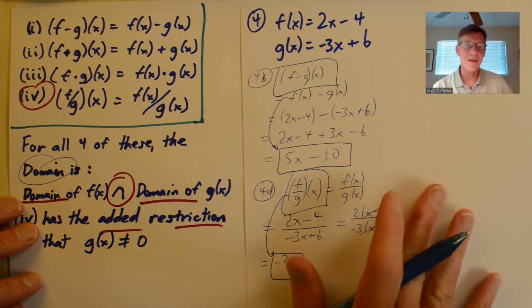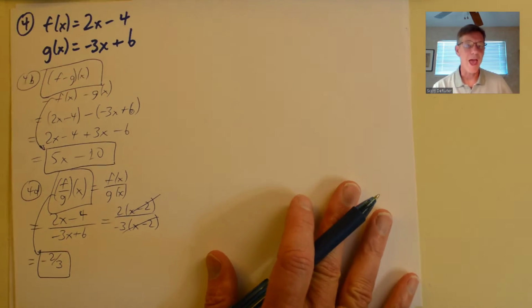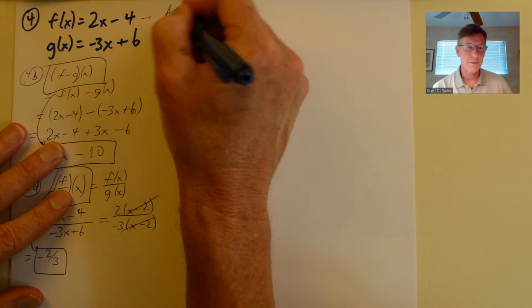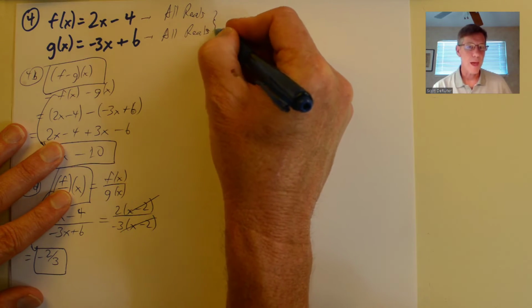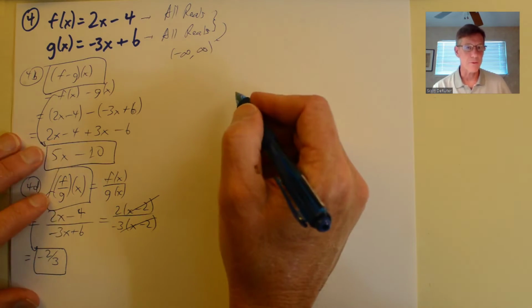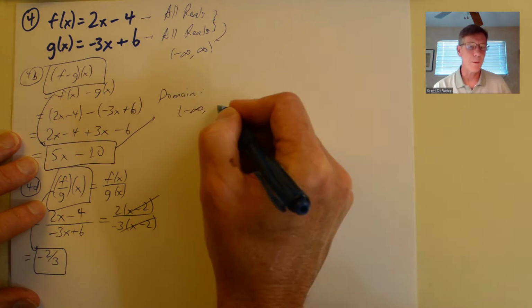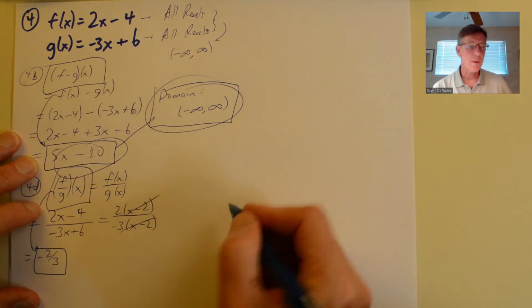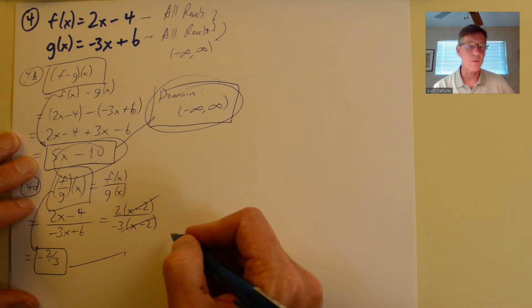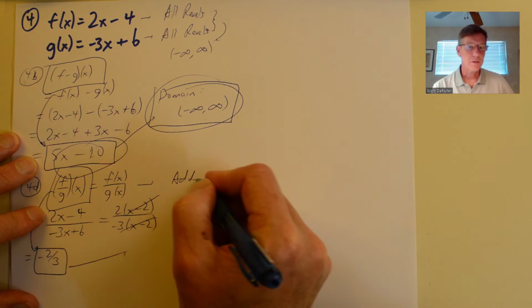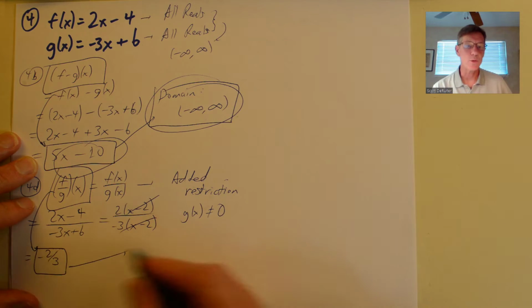So the domain is going to be the intersection of the domain of f and the domain of g. There's an added restriction for the quotient. Okay, so they're both all reals, so that means that if we take the intersection of those two, it's also all reals, at least for 4b. Relatively simple. 4d is a little bit more complicated because we have to add the restriction that the denominator can't equal 0. So g of x cannot be equal to 0, and that means that x can't be 2.